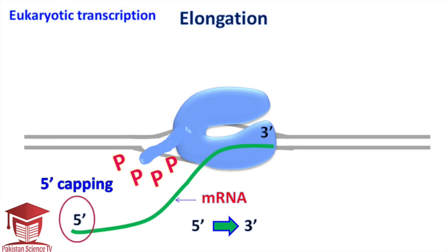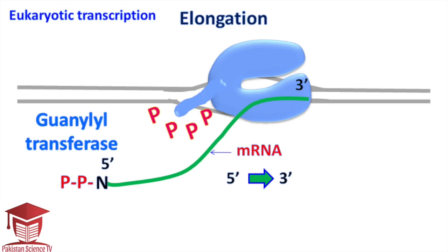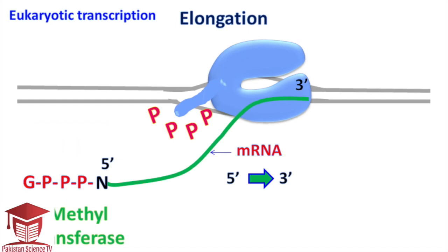The first RNA processing event that occurs during elongation is the 5' capping. During this process, the terminal gamma phosphate of the nucleotide is removed by the enzyme RNA triphosphatase. In the next step, guanyl transferase enzyme carries out a reaction between the beta phosphate of the first nucleotide and the alpha phosphate of GTP. Once guanine is attached, methyl transferase enzyme attaches a methyl group to the guanine nucleotide.